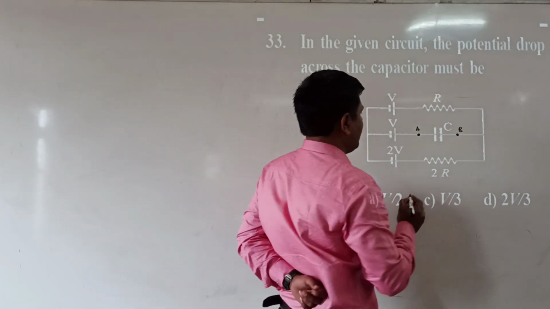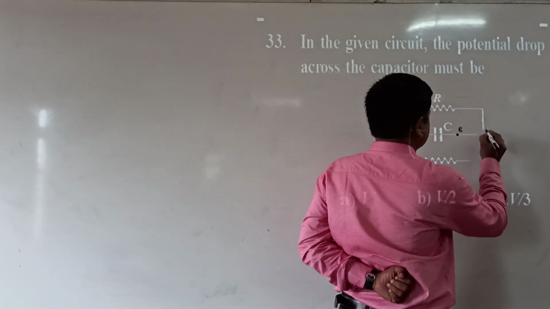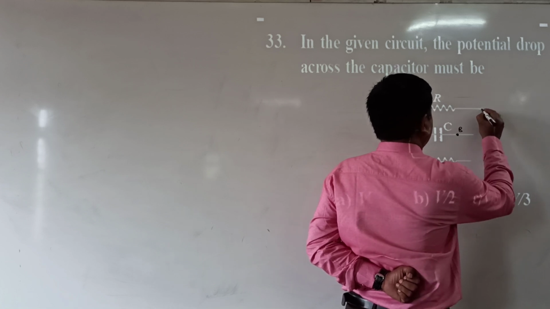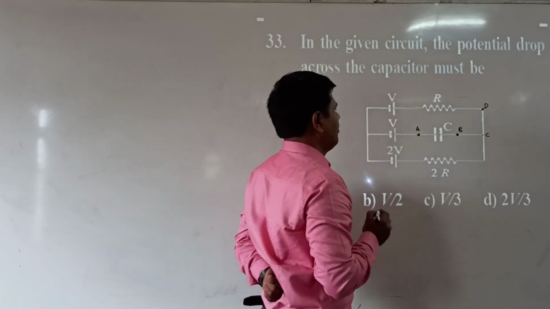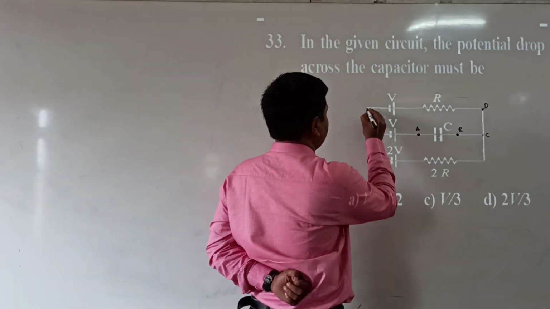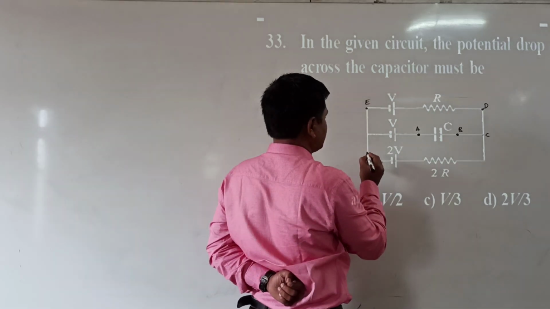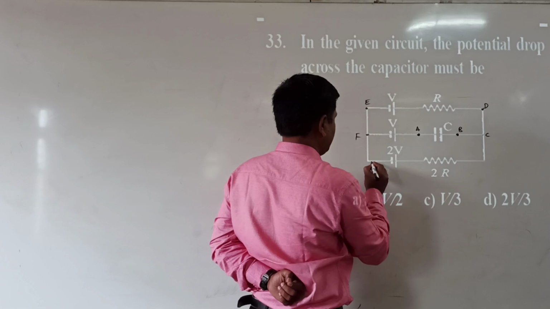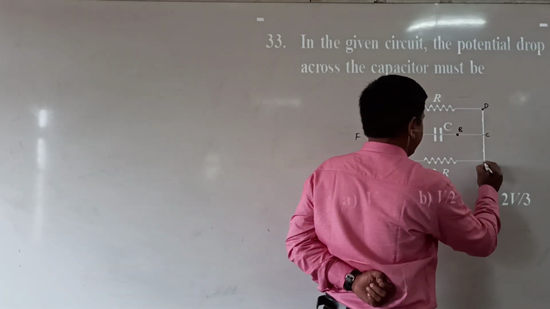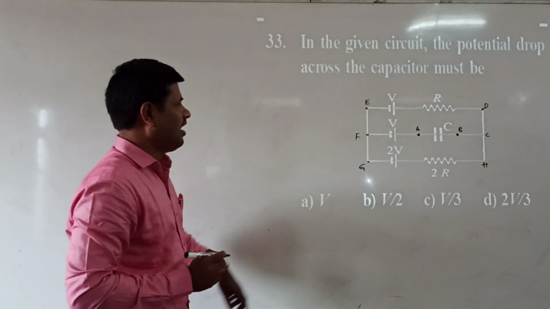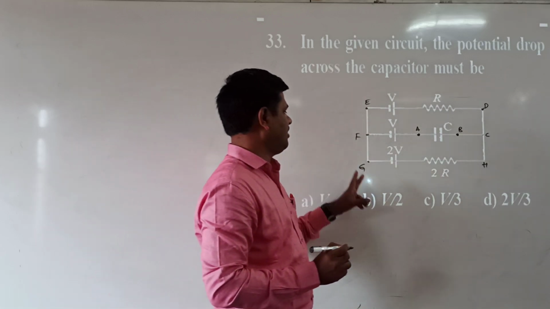Now this circuit I consider totally, starting here as C. Now this is considered as D. Now this is C, D, E. This is considered as F. Now this is G and H. First of all, I take the outer circuit C, D, E, F, G, H.